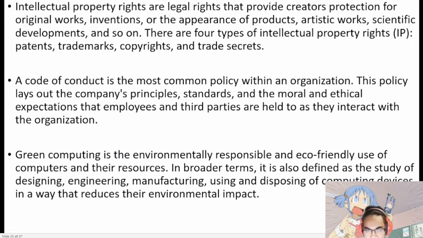Intellectual property rights are legal rights that provide creators protection for original works, inventions, or the appearance of products, artistic works, scientific developments, and so on. There are four types of intellectual property rights: patents, trademarks, copyrights, and trade secrets.